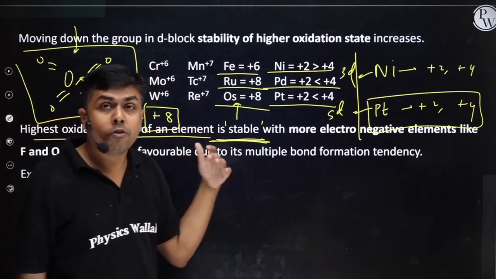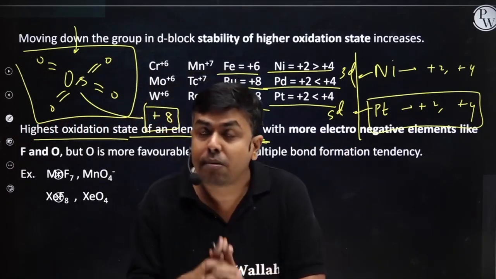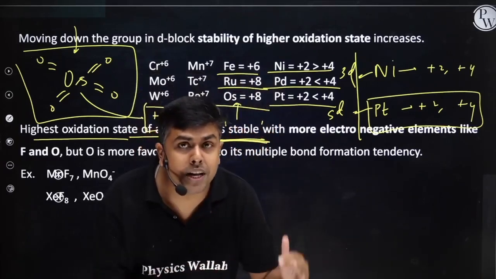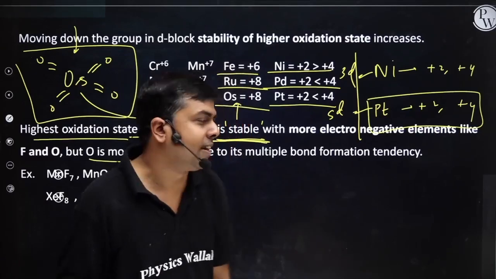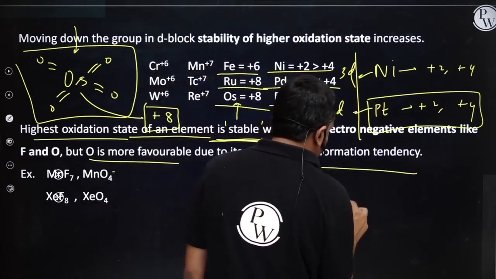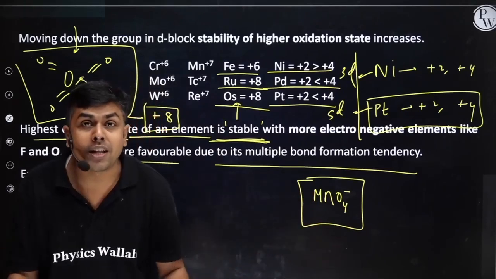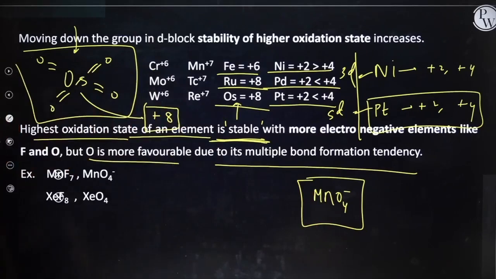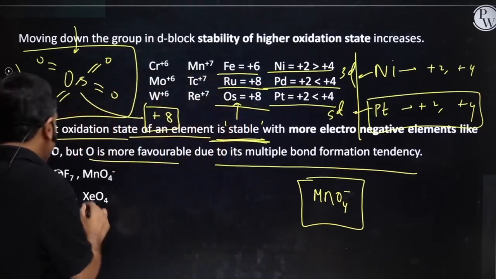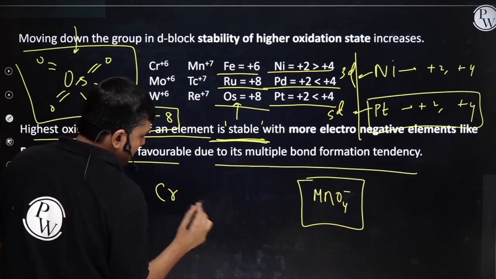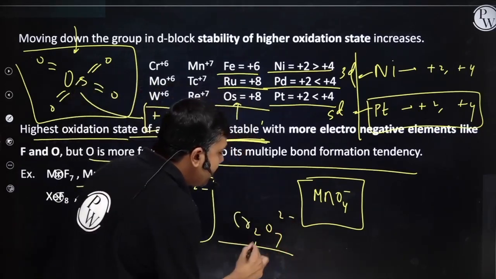If d block elements form a compound with oxygen and fluorine, then even in the higher oxidation state it will be much more stable. But if we have to compare between fluorine and oxygen, oxygen is more favorable because of its multiple bond formation tendency, right? In KMnO4, MnO4 minus, oxygen forms p pi d pi bond with manganese, whereas fluorine cannot form multiple bonds, right? So higher oxidation state is much more stable if the d block element forms a compound with oxygen. That's why we can see MnO4 minus existing, CrO4 2 minus, Cr in plus 6 oxidation state, Cr2O7 2 minus. All these compounds are highly stable.